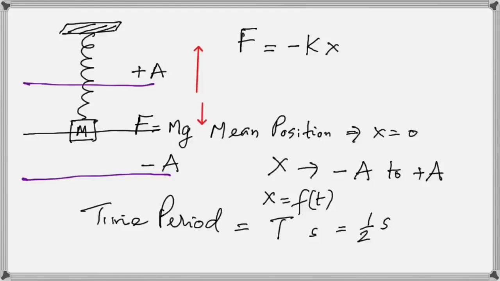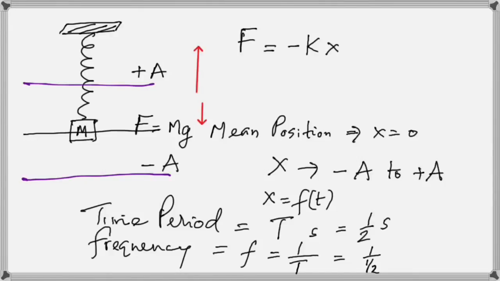Now the number of oscillations in a second is called frequency. Frequency F is always the reciprocal of T. F is 1 over T, and also T is 1 over F. That's how you get the frequency as 2: 1 over 1/2, which is 2. 1 over 1/2 is 2, isn't it?